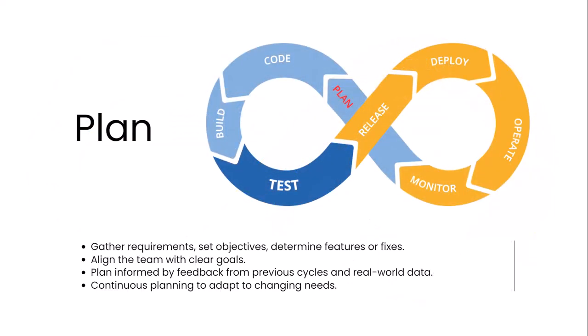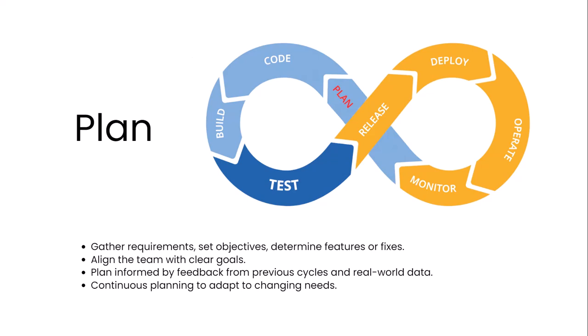It all begins with the plan phase. This is where we gather requirements, set objectives, and determine what features or fixes are needed next. Planning is all about setting the direction for the project. What do the users need? What's the most valuable feature we can add? Think of this stage as building a roadmap. It's crucial that we align the team with clear goals before moving forward.